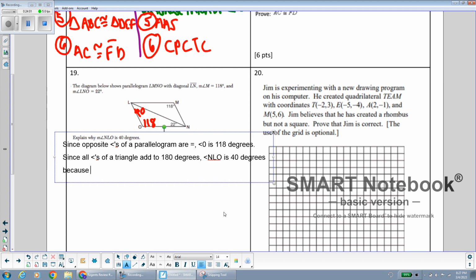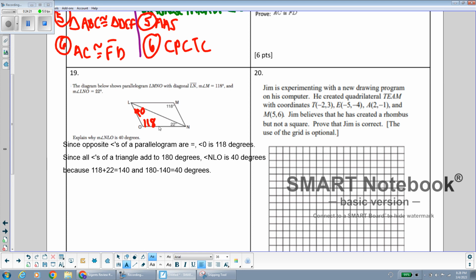because 118 plus 22 is equal to, let me count my calculator out, 118 plus 22 is equal to 140, and 180 minus 140 is 40 degrees. And that would be a perfectly good explanation. I mentioned how I knew this was 118 and how I knew this was 40 degrees.